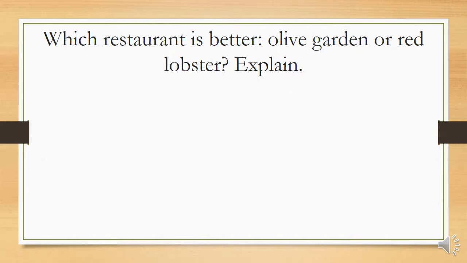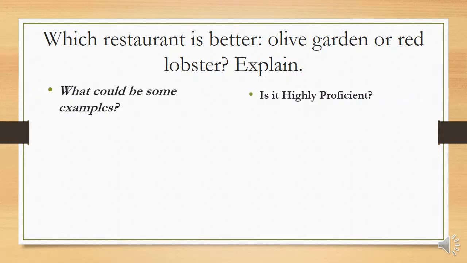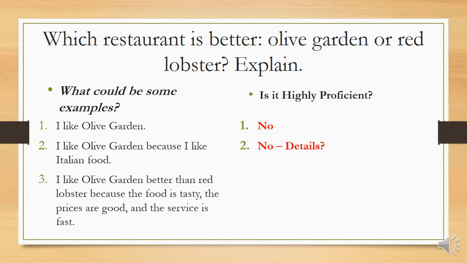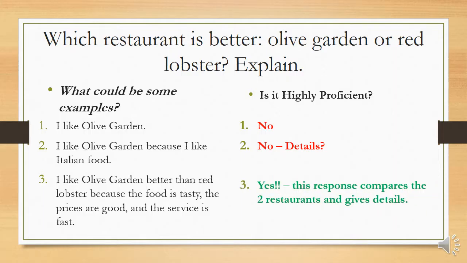Which restaurant is better, Olive Garden or Red Lobster? Alright, I like Olive Garden. Is it highly proficient? Is it relevant? No, it does not answer the question. I like Olive Garden because I like Italian food. Does it answer the question? No, it doesn't say anything about Red Lobster or details. I like Olive Garden better than Red Lobster because the food is tasty, the prices are good, and the service is fast. Is this highly proficient? Yes, this response compares the 2 restaurants and gives details.